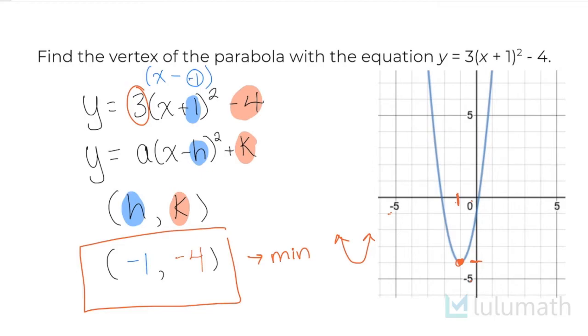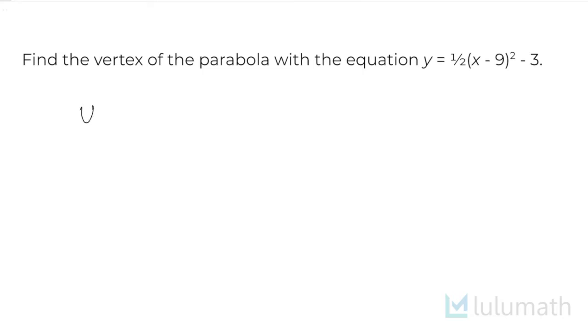each unit represents a whole number on the number line. So in our next example, y equals 1/2 times x minus 9 quantity squared minus 3.